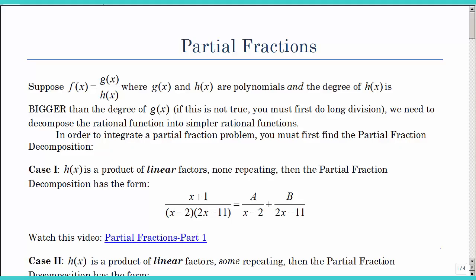What happens when you need to integrate a rational function? Remember, a rational function is the ratio of two polynomials. Now remember, if the degree of the numerator is bigger than the degree of the denominator, then you have to do long division to simplify that rational expression. But after you've simplified and the degree of the numerator is smaller than the degree of the denominator, and it's still not in any form you can integrate, then we're going to try partial fraction decomposition.